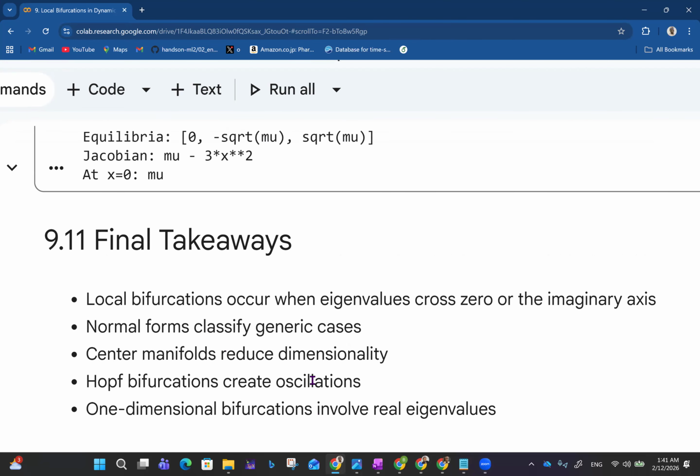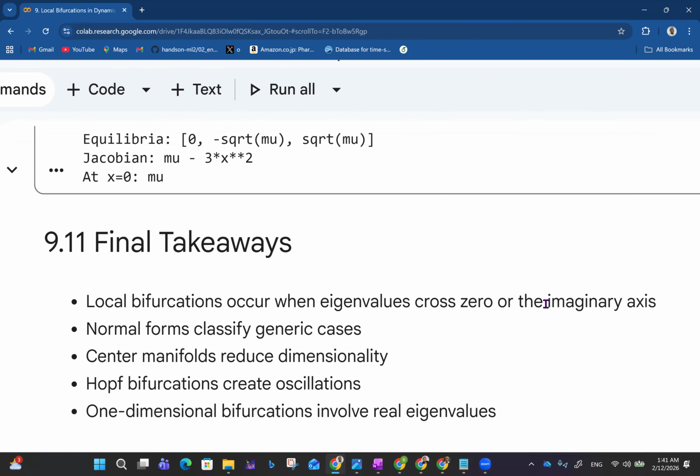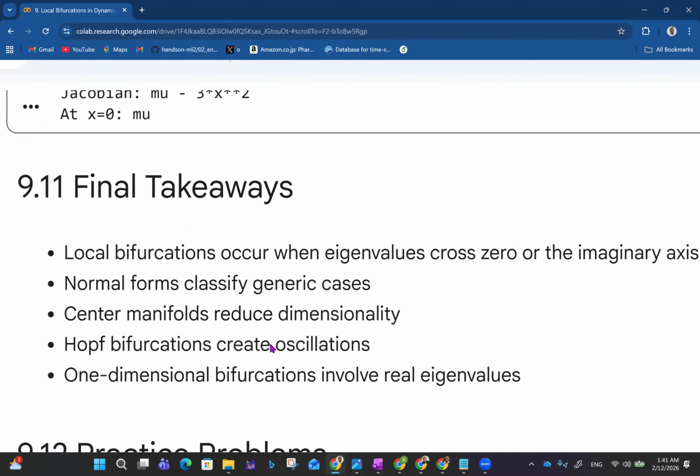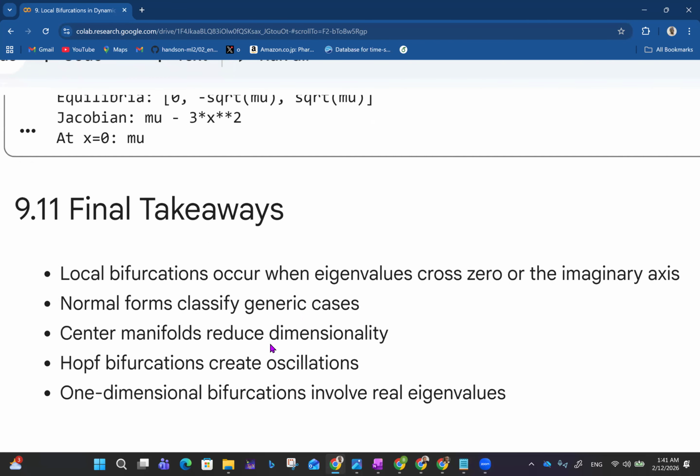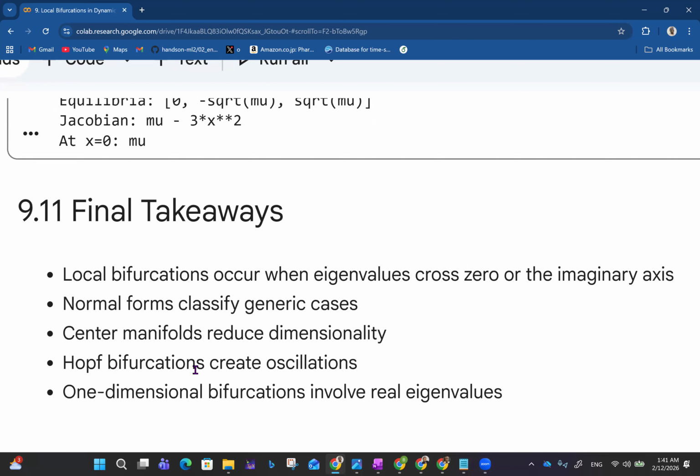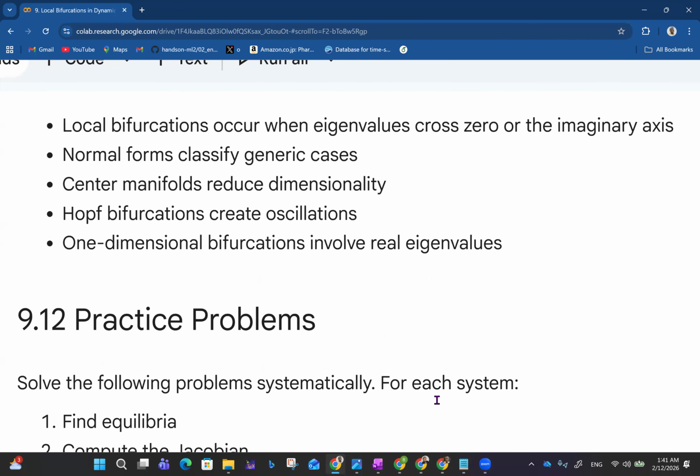Local bifurcations occur when eigenvalues cross 0 or the imaginary axis. So when eigenvalues cross 0 or the imaginary axis, we have local bifurcation happening. Then normal forms classify generic cases. And of course, center manifolds reduce dimensionality. Then Hopf bifurcations create oscillations, and one-dimensional bifurcations involve real eigenvalues.